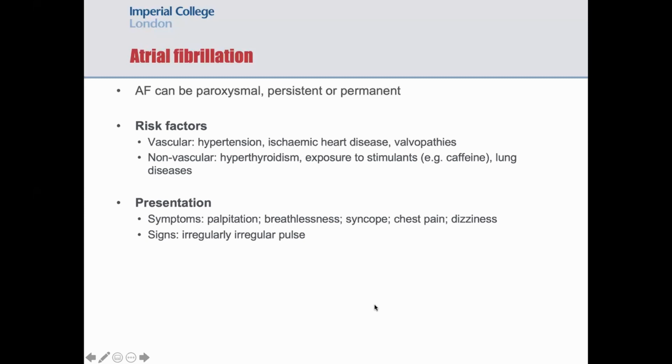Presentation wise, you get the usual things: palpitations, breathlessness, and if it's severe, you can get chest pain, loss of consciousness and dizziness. As a sign, when you feel for the pulse, you'll feel an irregular pulse, but you always need to confirm that with an ECG before you can confidently diagnose AF, because they could be in an irregular sinus rhythm where you have P waves present. So the only way to really know that someone is in AF is to do an ECG.